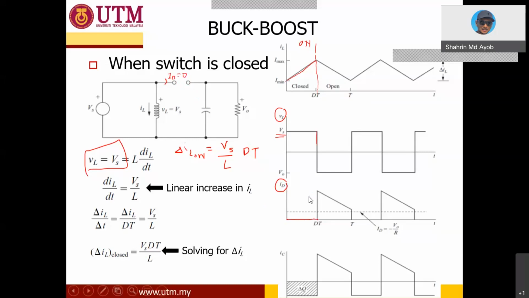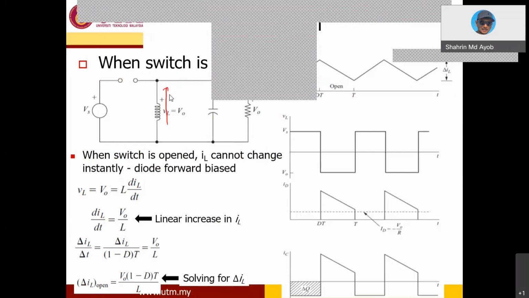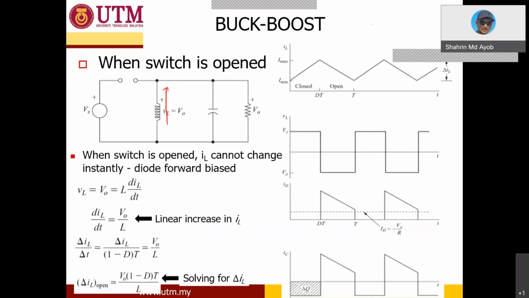Okay, so let's look at when the switch is off. What happens when the switch is off? When the switch is off, the inductor will discharge. The current will flow here and force the diode to turn on, because it needs to discharge the energy.